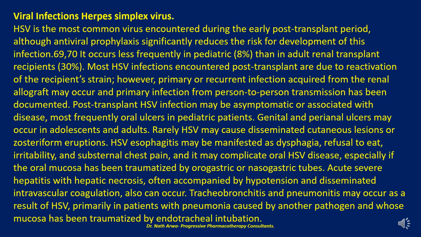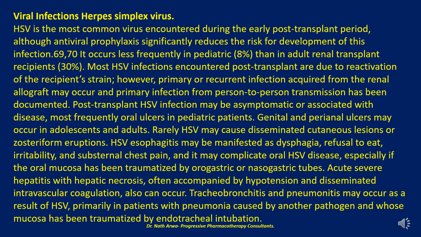We will now discuss viral infections. Herpes simplex virus. Herpes simplex virus is the most common virus encountered during the early post-transplant period, although antiviral prophylaxis significantly reduces the risk for development of this infection. It occurs less frequently in pediatric, that is 8%, than in adult renal transplant recipients, that is 30%. Most herpes simplex virus infections encountered post-transplant are due to reactivation of the recipient's strain.